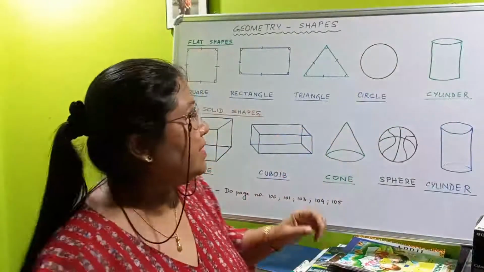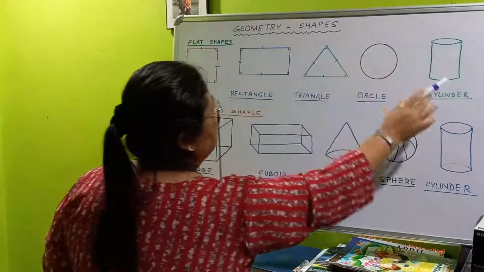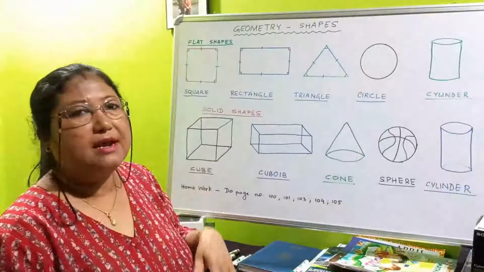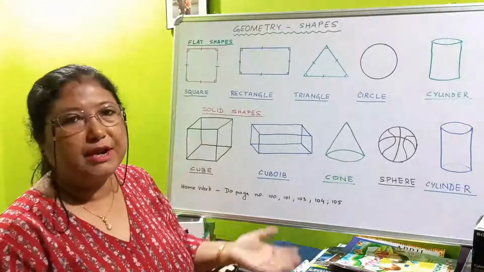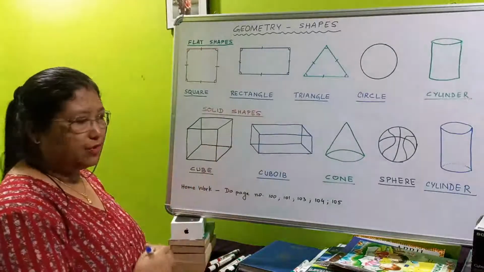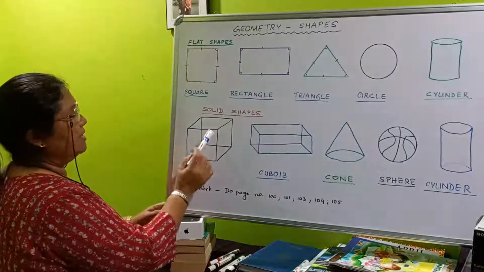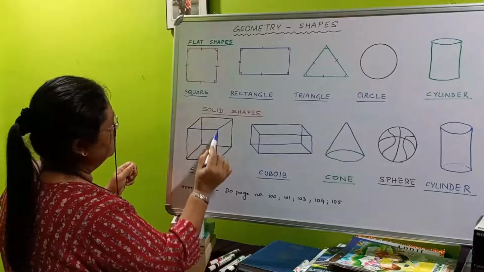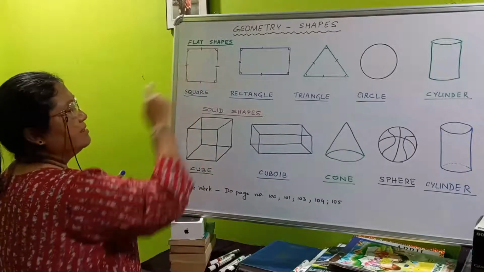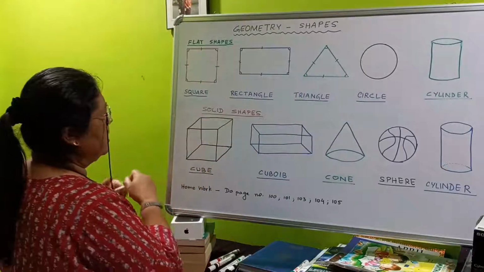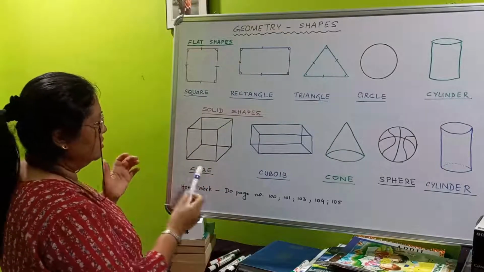Now these same figures are shown as solid shapes. They have different names, and the shapes also look different. Now this one I am going to show you today. If you see only the front of this shape, it looks like a square. But if you draw it like a box, then this shape is called a cube.